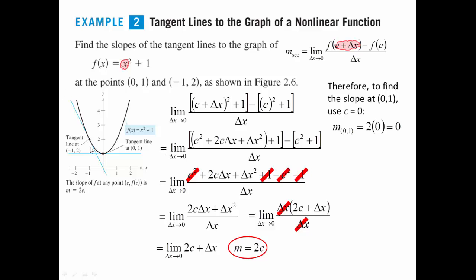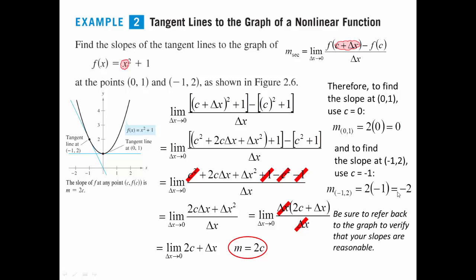Well, what's the slope over here at -1, 2? Well, we take that -1, that x value, and we plug it in here for c, and at this point over here, it's going to be -2. That's what I kind of thought. This was about a -2, right? Be sure to refer back to the graph to verify the slopes are reasonable. Is that reasonable? -2 here and 0? Yeah, that seems pretty reasonable to me.